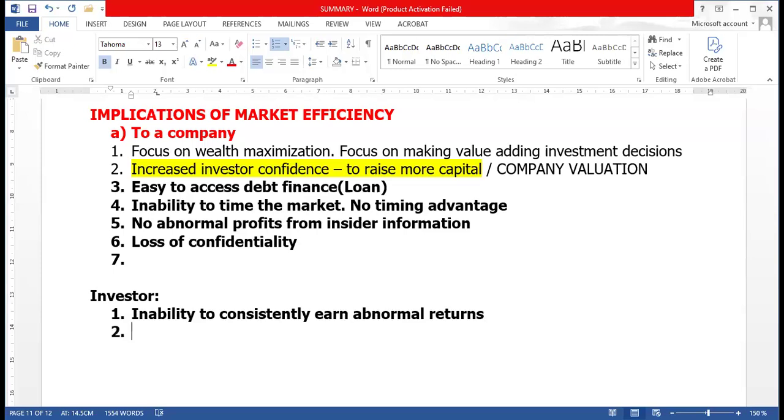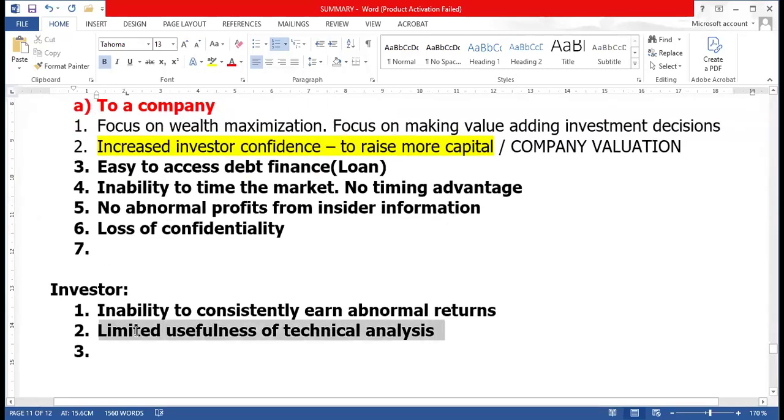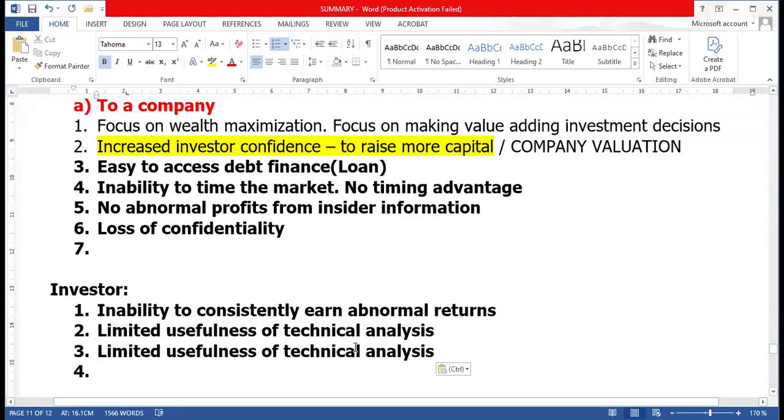Then we also look at the issues we talked about related to technical analysis and fundamental analysis. You can put it here: limited usefulness of the technical analysis, from the side of the investor. Still, you also put the point of fundamental analysis. You don't need to do all those things. So here you can just say limited usefulness of the fundamental analysis. You recall what I said?